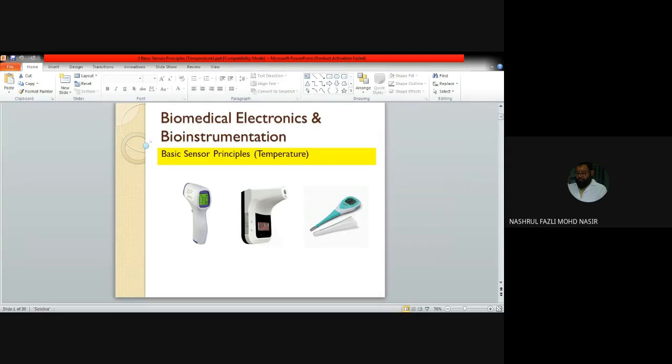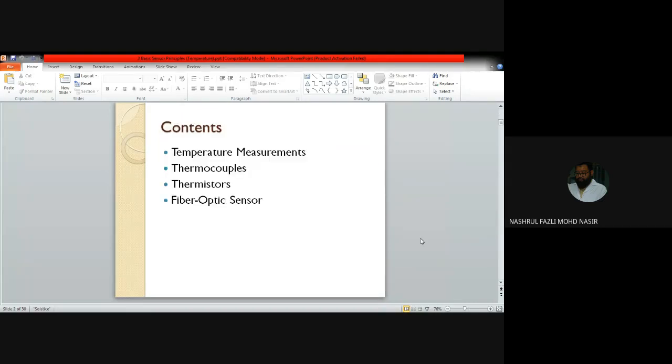Today we shall cover the other topic: biomedical electronics and bioinstrumentation. Today we'll talk about the basic sensor principles about temperature. The content for today's lecture, according to our syllabus, is these four. We will learn about these four.